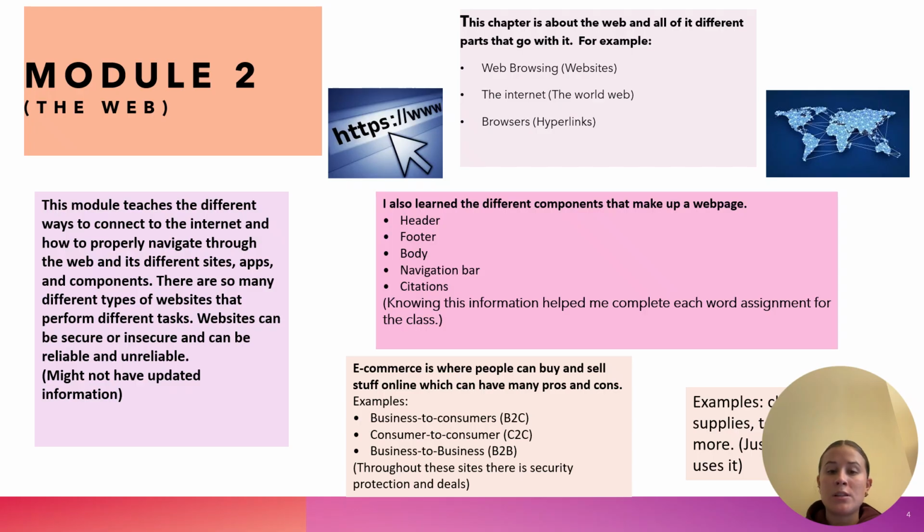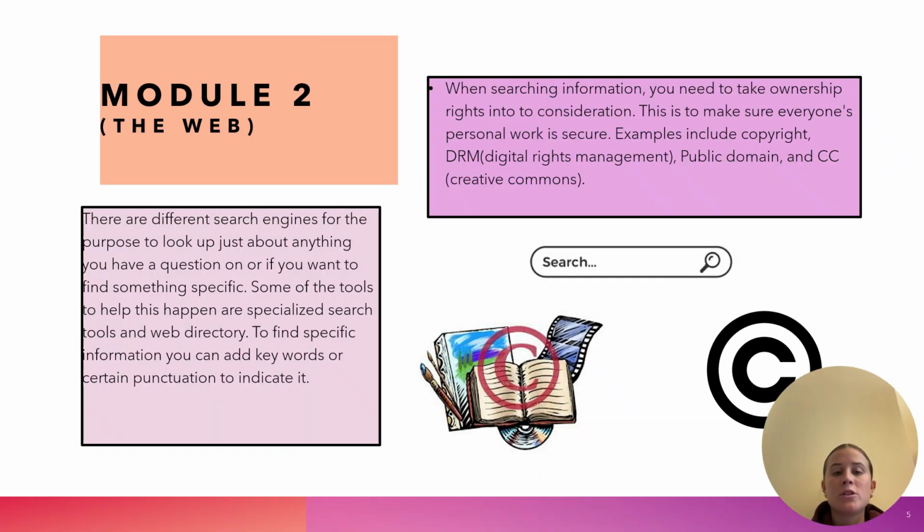Examples of this are business to consumers, which is B2C, consumers to consumers, C2C, and business to business, which is B2B. And throughout these sites, there's security protections and deals like selling clothing, buying clothing, and pet toys, supplies, anything you can really think of. There are different search engines for the purpose to look up just about anything you have a question on, or if you want to find something specific. Some of the tools to help this happen are specialized search tools and web directory.